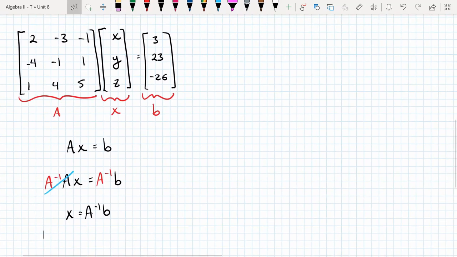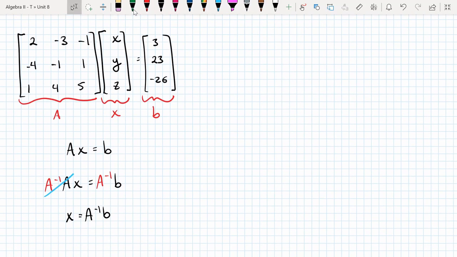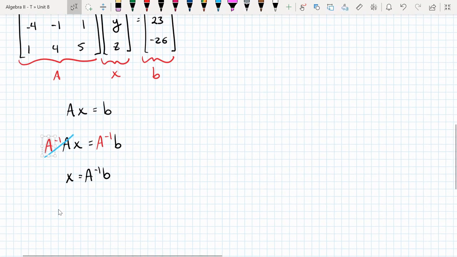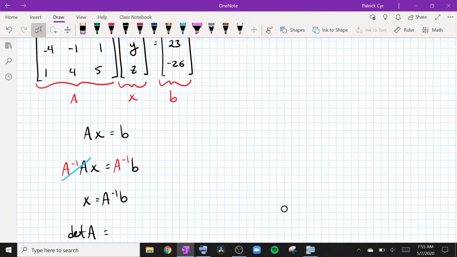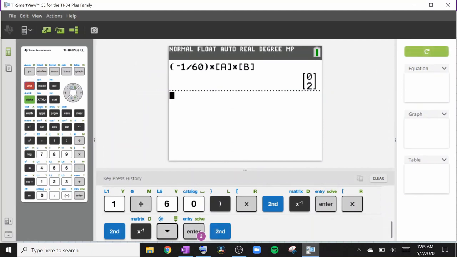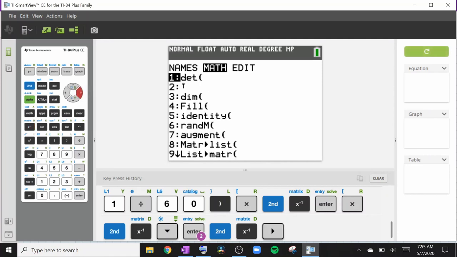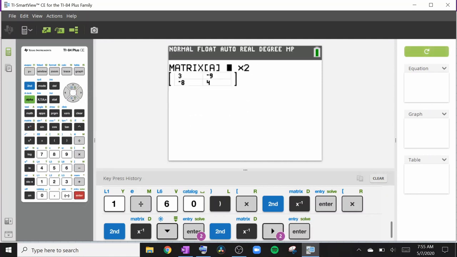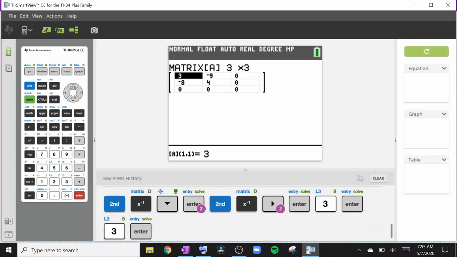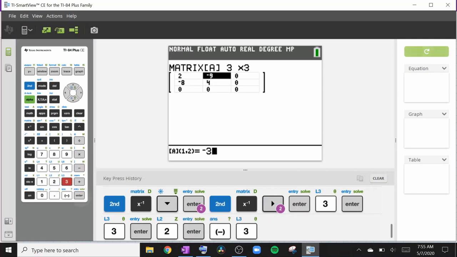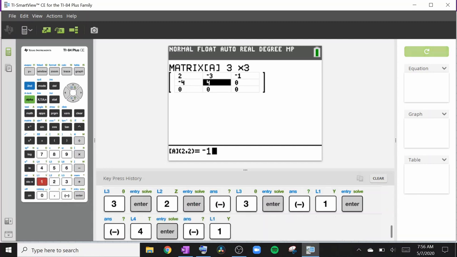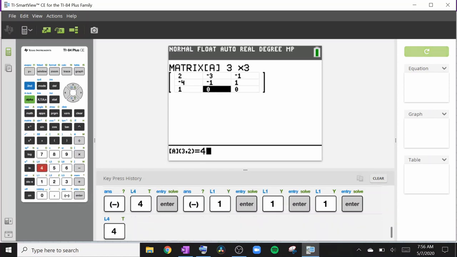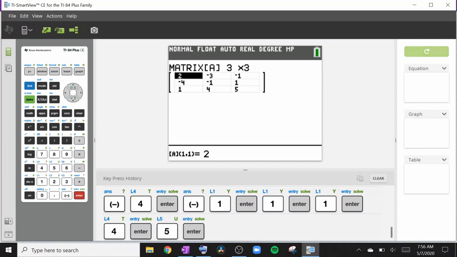Okay, so the hard part about this is going to be a couple things. Let's start by finding the determinant of A, because ultimately we want to find the inverse. And to find the inverse, we need to find the determinant. So I'll write that over here. Well, I didn't tell you this before, but you can actually find the determinant on your calculator. So the first thing I'm going to do here is let's go to matrix. Let's change this to a 3 by 3, and I'm going to enter in our original matrix here. So this becomes 2, -3, -1, -4, -1, 1, 1, 4, 5. Okay, we're going to call this matrix A.